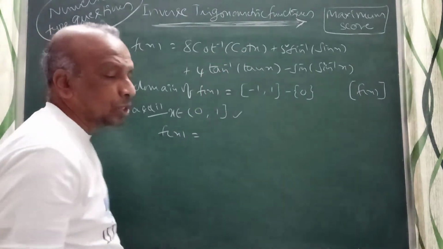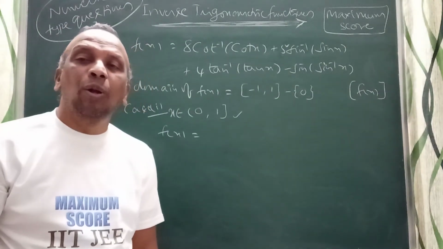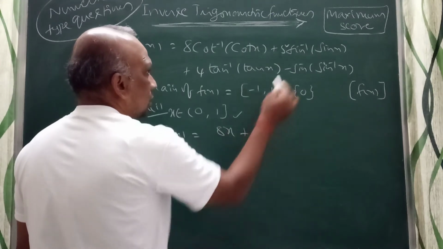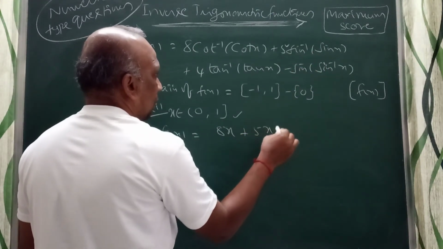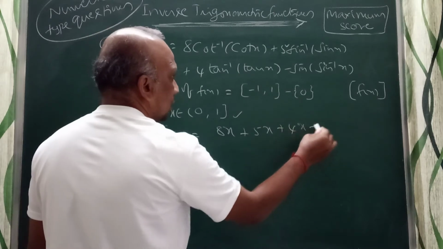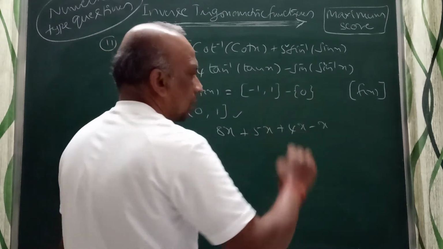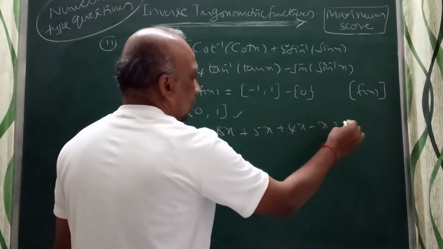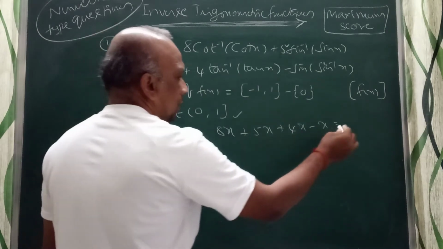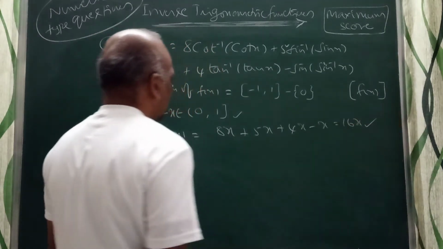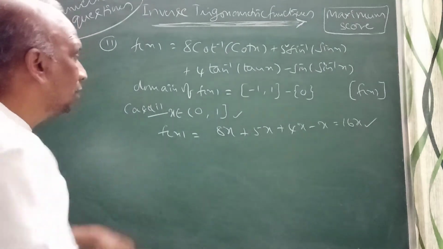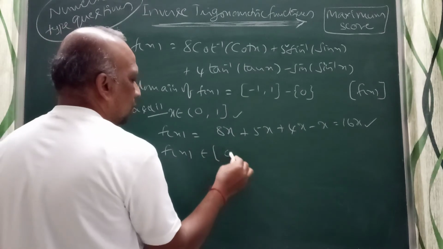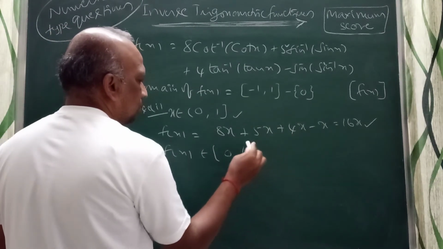8 cot inverse of cot x, cot inverse of cot x is equal to x when x belongs to (0, π). So we'll get the same thing, 8x. The same for sin inverse of sin x, 5x. Tan inverse of tan x is x, and sin of sin inverse x is x only. So you can check that here. In total you will get 16x. f(x) is 16x. Then f(x) belongs to, replacing 16, this will be 0 to 16. Correct.